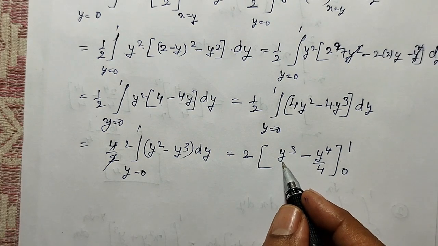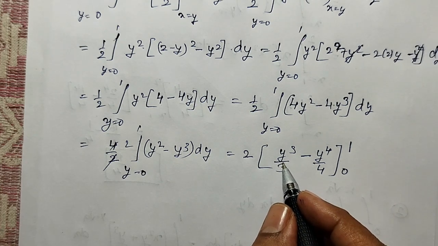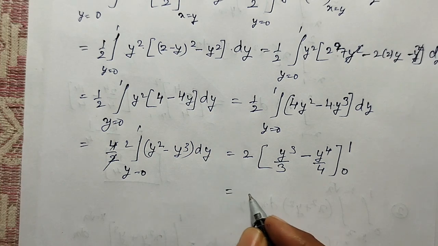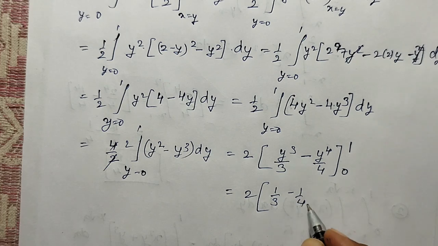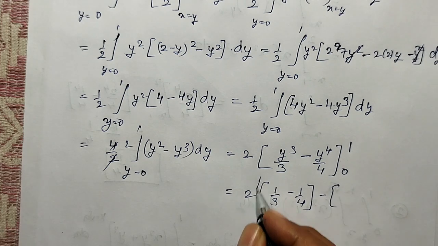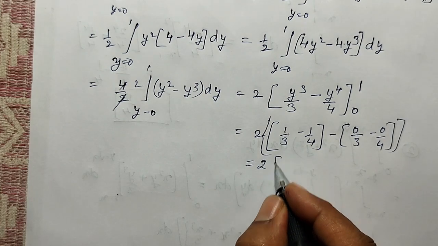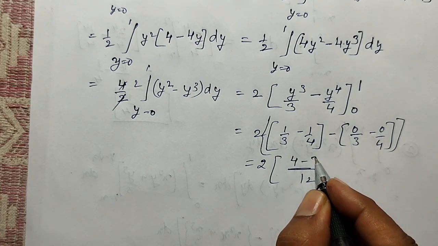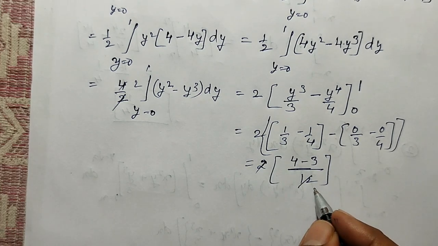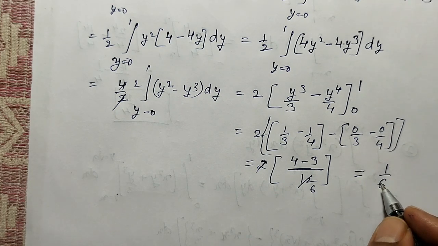Correct? Sorry, the integration of y square is y cube divided by 3. I have forgotten to write it here. It is y cube divided by 3. Now simplify this. 2 into upper limit 1 by 3 minus 1 by 4, minus lower limit 0 by 3 minus 0 by 4. You need not simplify this, or you can write this: 2 into, LCM is 12, and it is 4 minus 3. Therefore 2 ones are 2, 6. Therefore my final answer will come as 1 divided by 6.